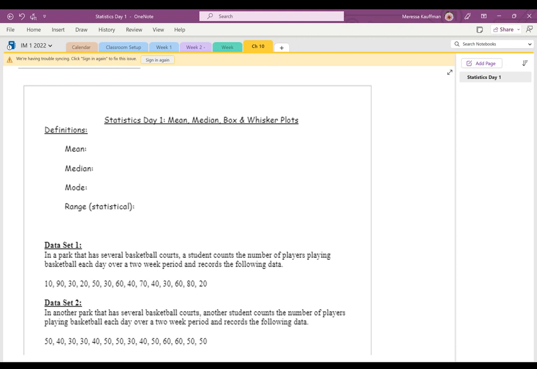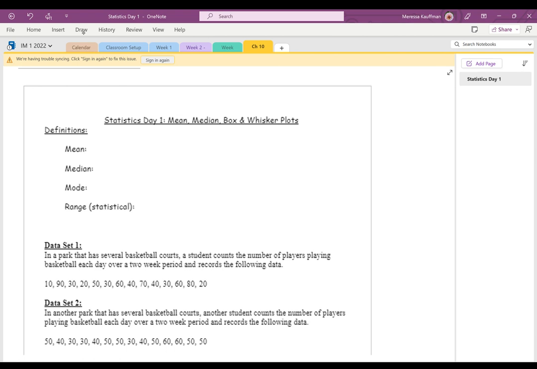Hello, IM1 students. This is Mrs. Kaufman, and we are going to be doing page 7 through 9 today in our chapter 10 packet. We're going to be looking at statistics and the mean, median, box, and whisker plots.